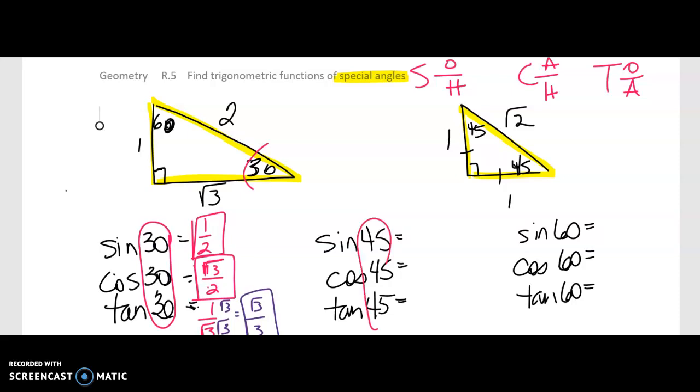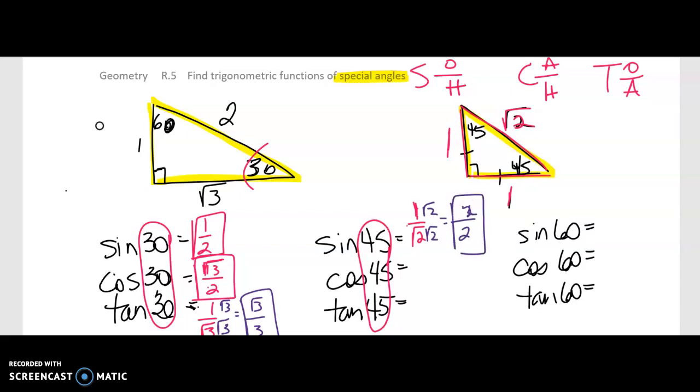Now, for 45s, we skipped over to this right isosceles triangle. And if it's a right isosceles triangle, these legs are always the same. And then the hypotenuse is whatever the leg is with the square root of 2 on it. So sine is 1 over square root of 2. You can't have the square root of 2 on the bottom, so you multiply it to the bottom and the top, and you get square root of 2 over 2. Can't read that, so let me try to fix it.